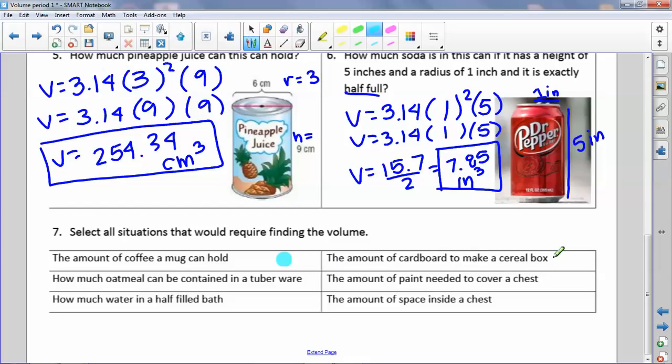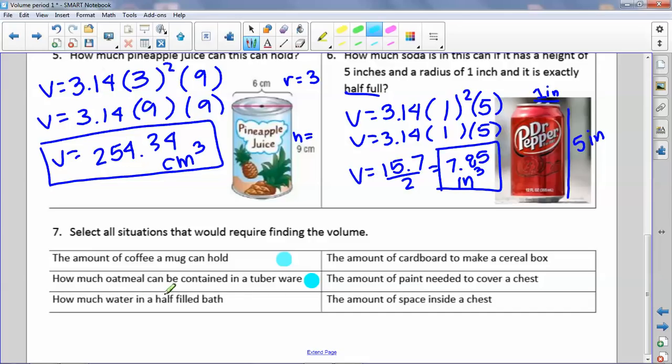The amount of cardboard to make a cereal box. Well, cardboard is only on the outside of the cereal box, so not how much goes inside. So that would not be volume. How much oatmeal can be contained, and that should say in Tupperware. Okay, so here, how much oatmeal can fit inside a container. So that is volume. The next problem says the amount of paint needed to cover a chest. And since here we're just saying covering and not filling, that is once again just the outside, and volume determines the space inside. So that is not volume.